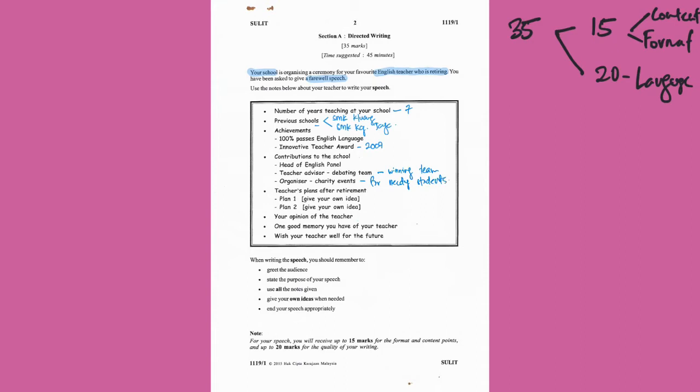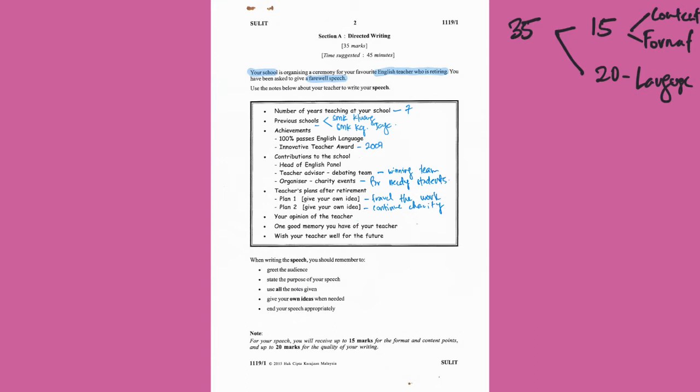And then this is the most important part, to jot down your ideas, which is when they ask you for your own idea. So teachers' plans after retirement. Plan number 1, travel the world, or whatever you have in mind. It's actually okay. And then continue charity. Charity, maybe some free extra class to the students, okay?